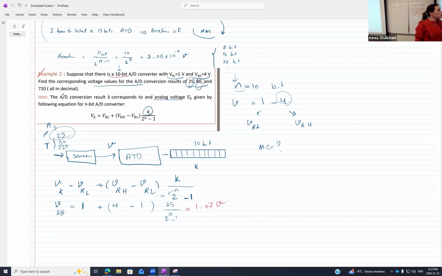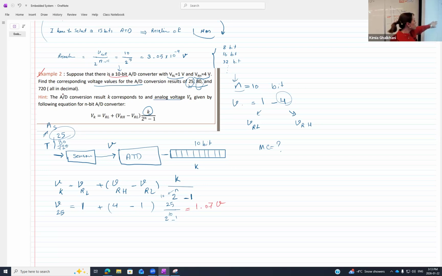Then, if your temperature is 25, that 25 will be converted to a voltage inside, and that voltage is 1.07 volts. Everyone got the point? You got the point? You didn't? What was the question? It's okay, I'll figure it out.